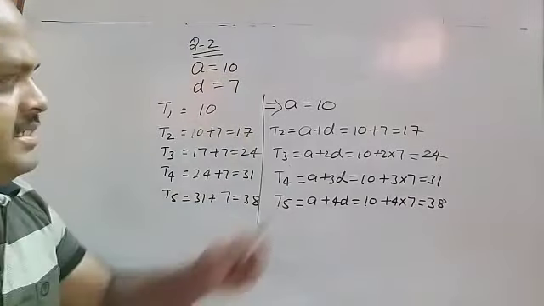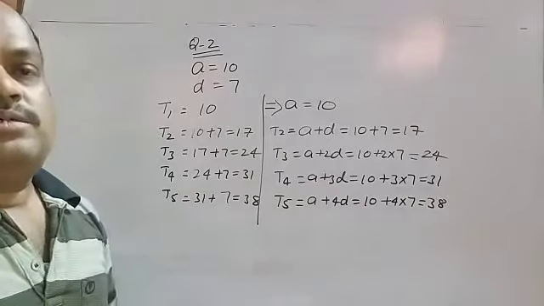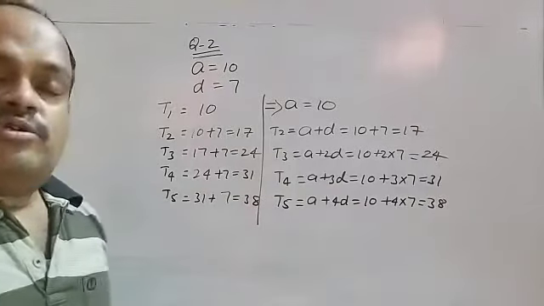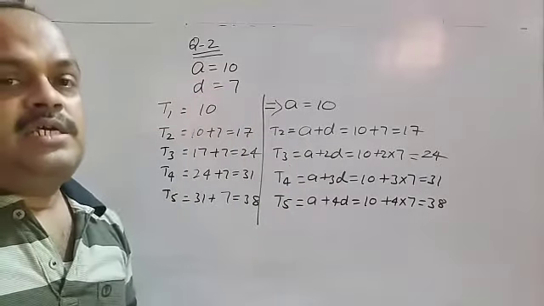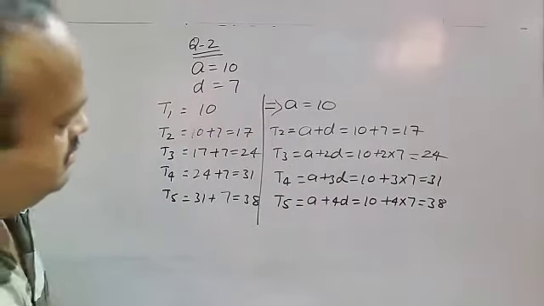So by both ways, you can find out the terms of an AP when the first term a and common difference d are known to us. Next question.